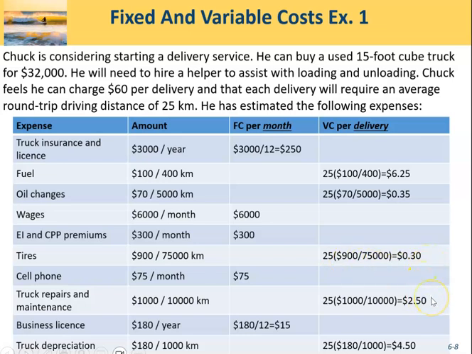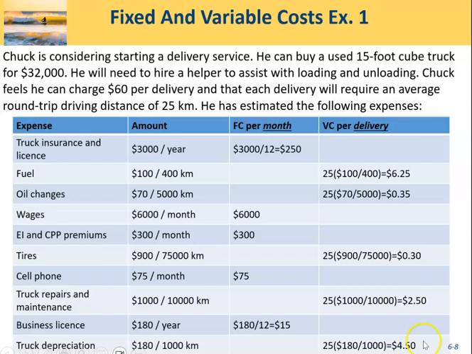Truck repairs and maintenance, again, the same thing on a per kilometer basis: taking 1,000 divided by 10,000, multiplying that by 25 kilometers per delivery to give $2.50.